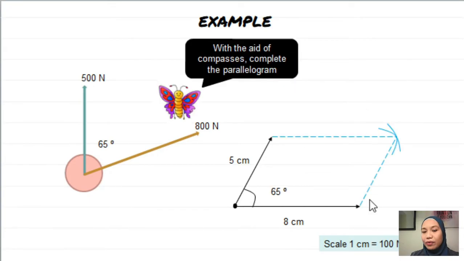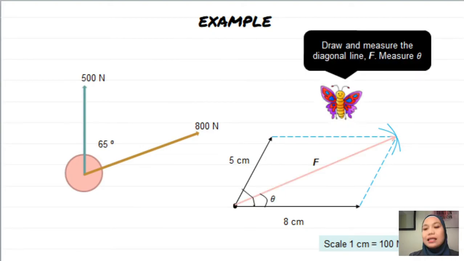You can see that there are blue dotted lines here, which are the same length as F1 and parallel to F1. And for F2 we have 5 centimeter, and we have another blue dotted line which is also the same length as F2, which is 5 centimeter. Now, can you determine the resultant force? Yes. You can determine the resultant force by drawing and measuring the diagonal line F, and don't forget to measure the theta.